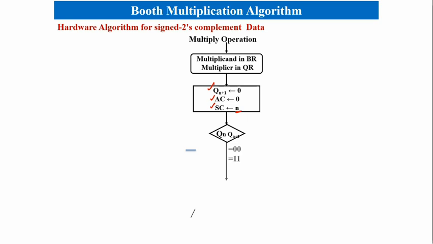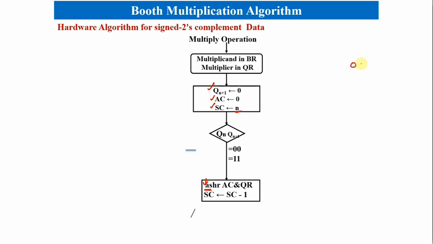And when these two bits are the same, when they are identical, meaning both are zeros or both are ones, it has to perform shift right on the accumulator and QR register. But here you observe ASHR. ASHR is called arithmetic shift right. In arithmetic shift right, the sign bit will be kept as it is, and including the sign bit, it is to be shifted right.